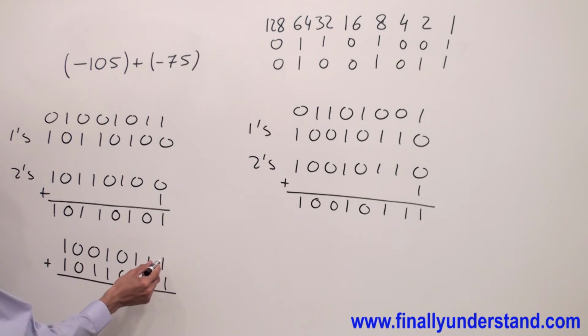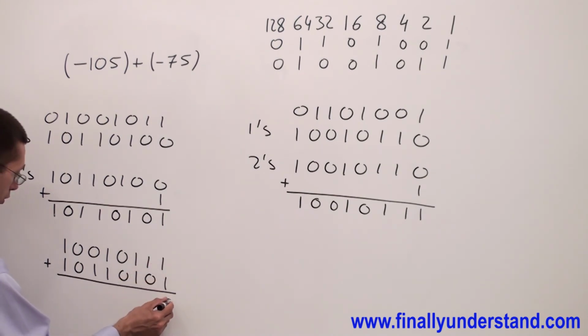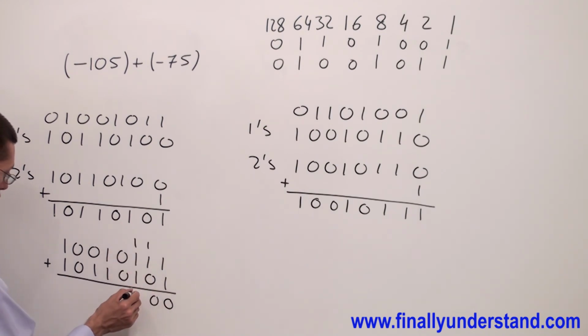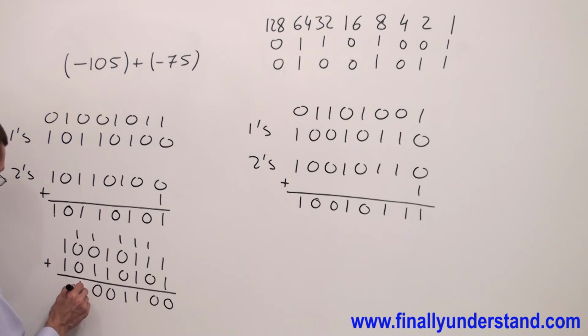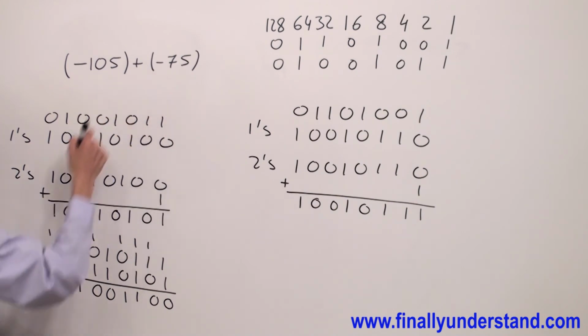I have 1 plus 1 is 2 and carry 1. 1 plus 1 is 2 and carry 1. 1 plus 1 plus 1 is 3 and carry 1. We have 1. 1 plus 1 is 2 and carry 1. 1 plus 1 is 2 and carry 1. This is 1. 1 plus 1 is 2 and carry 1. In this case, we're supposed to bring this carry down. Why? Because we're adding two negative numbers.